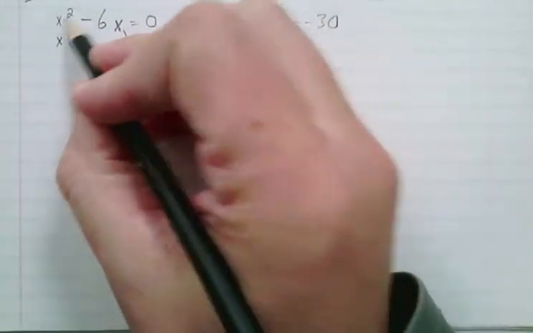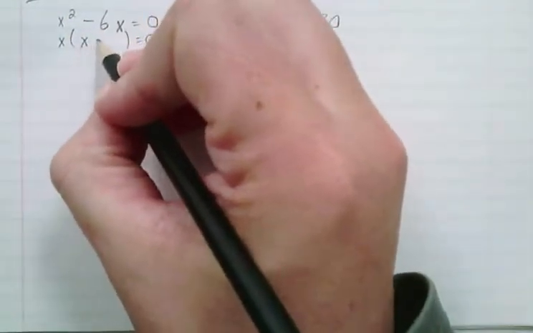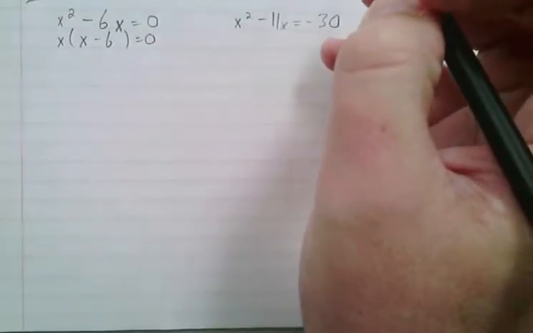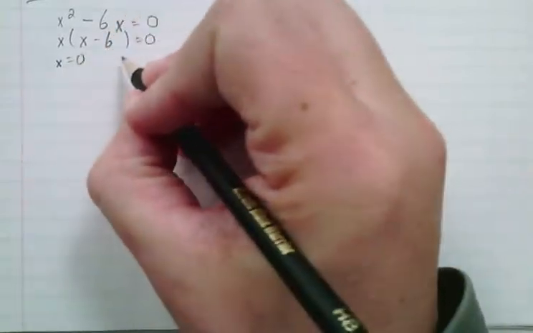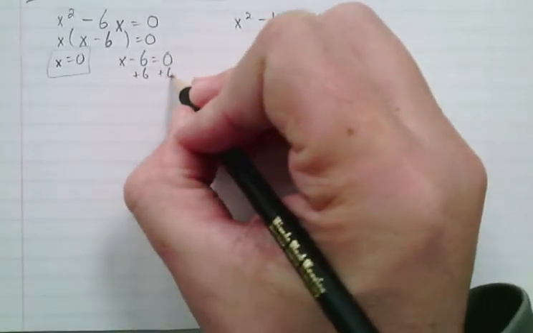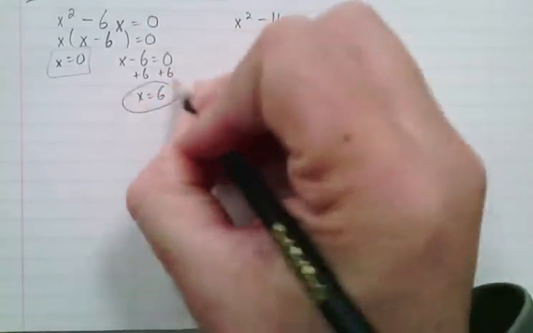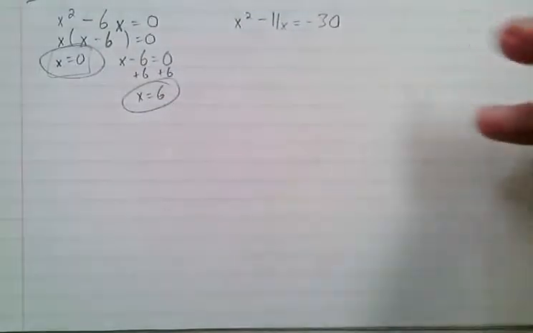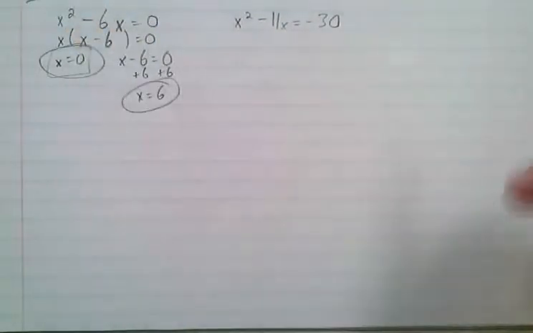And if I divide them both by x, I'm left with x minus 6. So I set each factor equal to 0. And I solve, so this one's already solved. For this one I add 6 and I get x equals 6. So again, that's the greatest common factor method. Usually happens when you only have two terms.